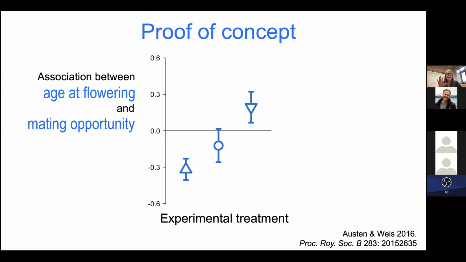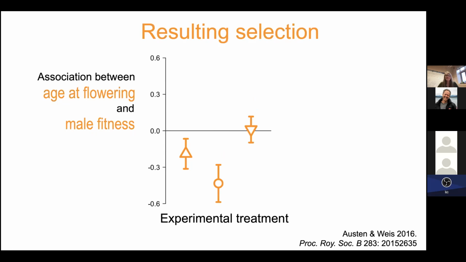So if that distribution of male mating opportunity was the thing that determined male fitness for plants in this experiment, when I went on to look at the association between age at flowering and male fitness, i.e. when I went to look at selection through male fitness on flowering time, I would expect these points to be distributed in the same way. You can probably already tell from my tone of voice what actually happened. The prediction didn't hold out.